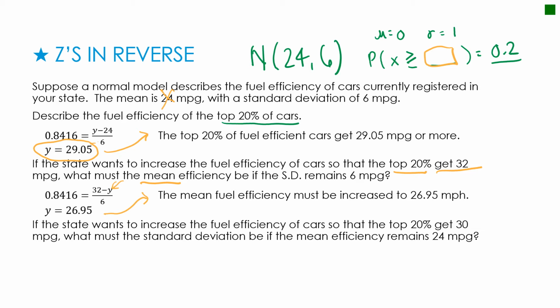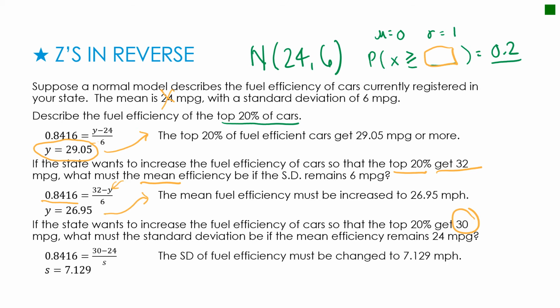Last question, same idea, top 20%, so I'm still going to use this 0.8416 value. In this case, it says they want the top 20% to get 30 miles per gallon, so we're increasing it more. What do we have to do to the standard deviation? And so again, I'm just using that z-score formula. I'm solving for S, which is the standard deviation.